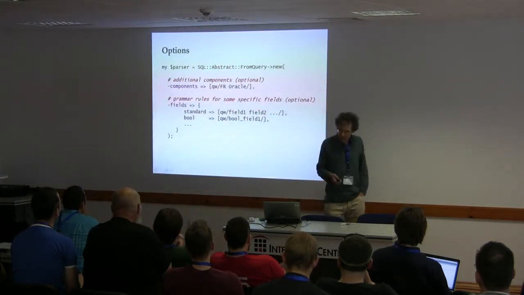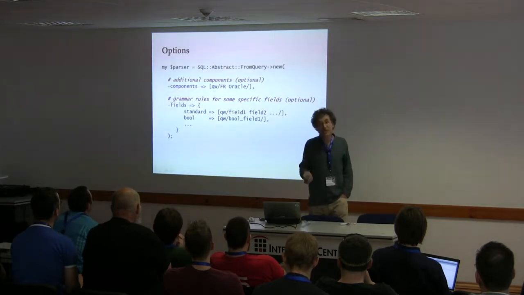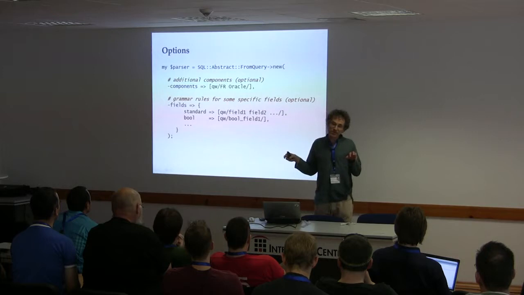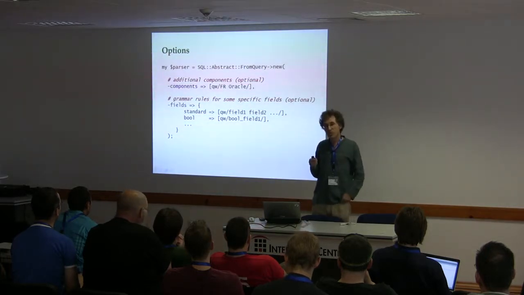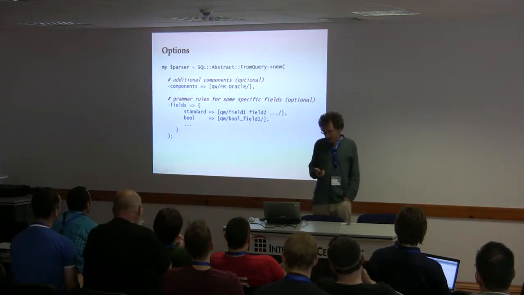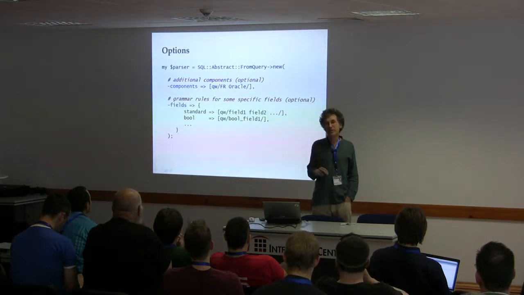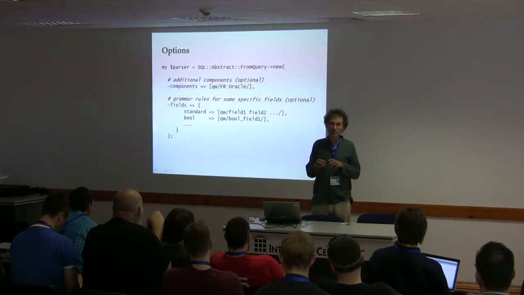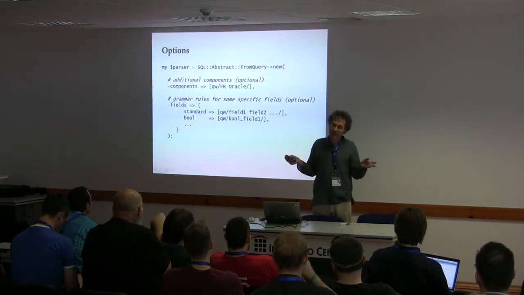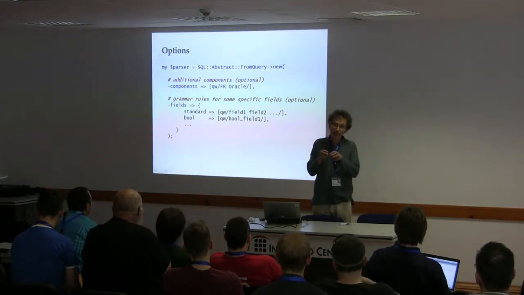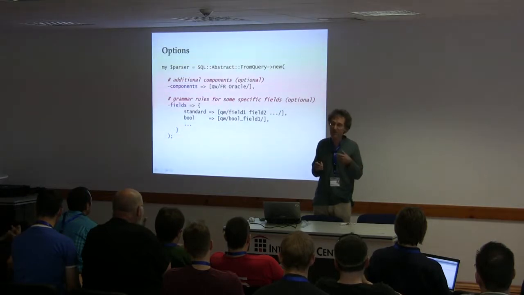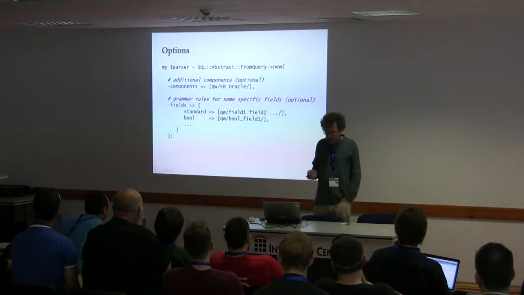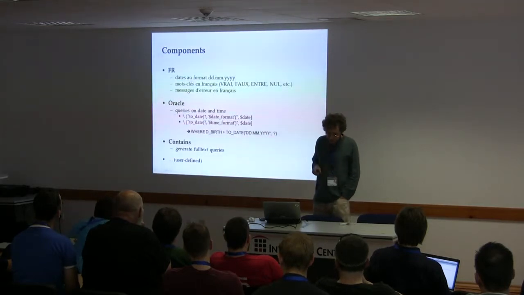Now it has a couple of options when you instantiate the object. One option is to add some additional components, more or less like Moose roles. And one option is to specialize some fields of your HTML form, because sometimes you don't want a field to accept the whole syntax. You want a field to be specialized to do, let's say, a date or a Boolean or whatever. So we are going to see these two options. First, components.